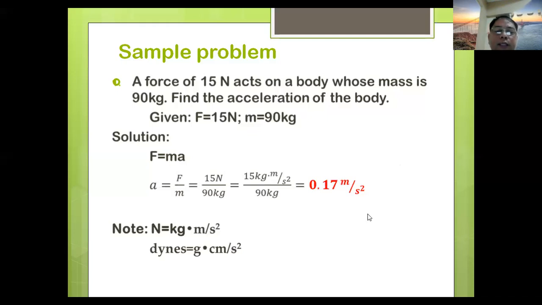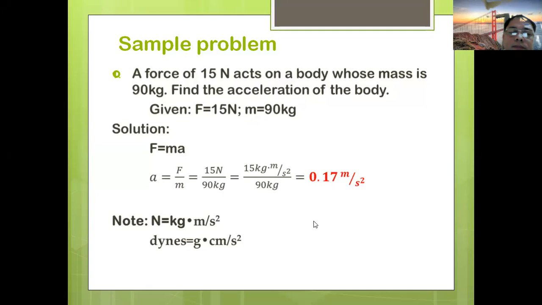So again, if Newton is a force, that's our unit of force. That equals kilogram meter per second squared. And if mass is in kilogram, then you'll notice that kilogram and kilogram cancel out. Therefore, what remains is a unit in meters per second squared, a unit of our acceleration. So the kilogram cancels.